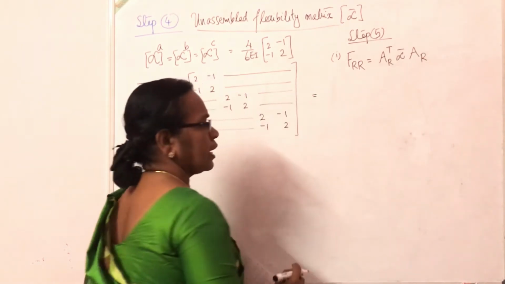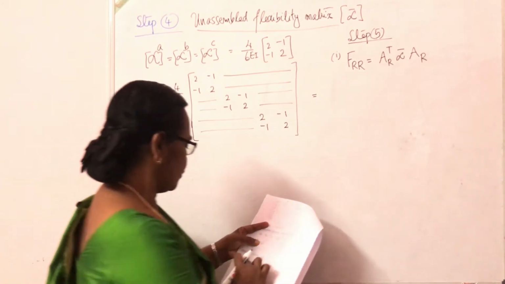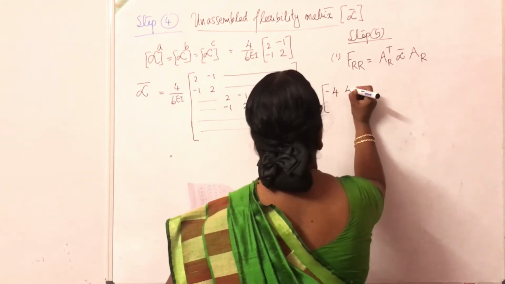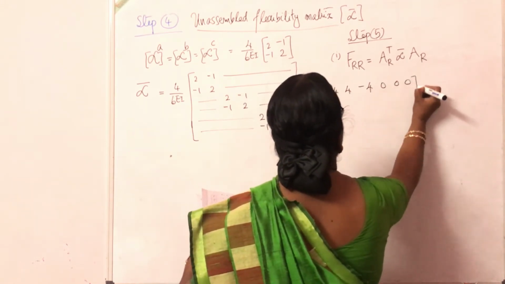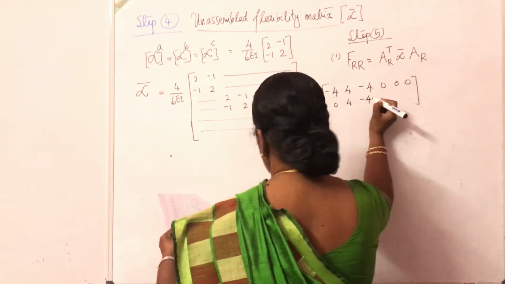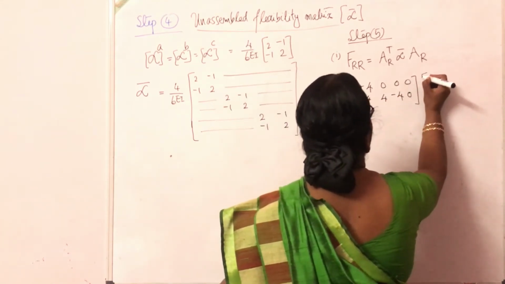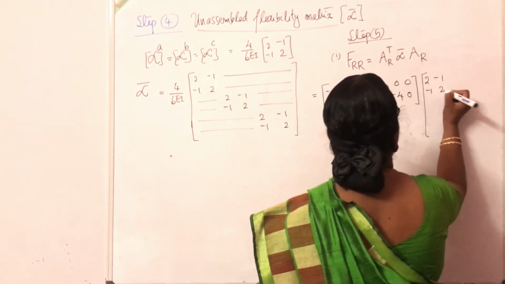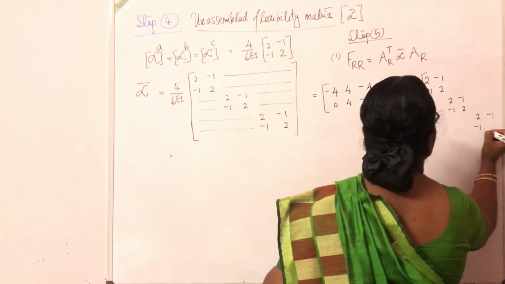So what is AR? Refer back to the previous page. AR transpose is minus 4, 4, minus 4, 0, 0, 0. Then 0, 4, minus 4, 4, minus 4, 0. It is AR transpose. Then alpha bar: 2 minus 1 minus 1 2, 2 minus 1 minus 1 2, 2 minus 1 minus 1 2.